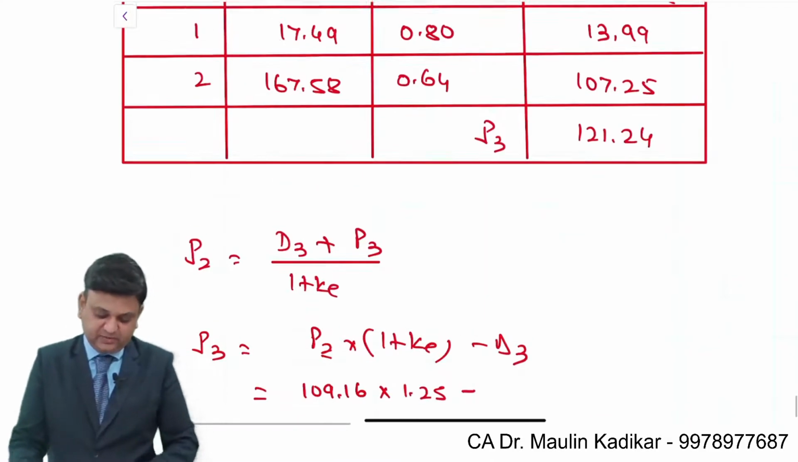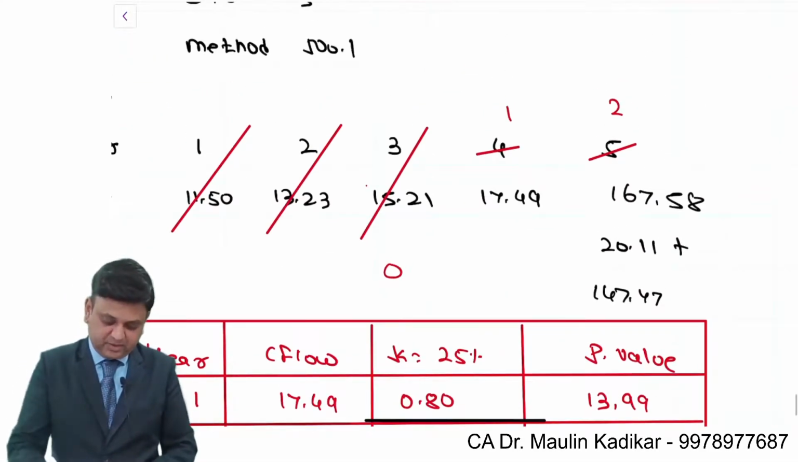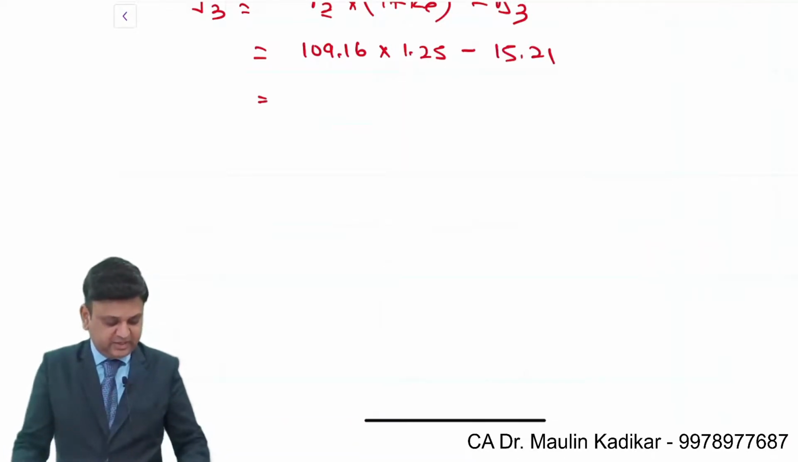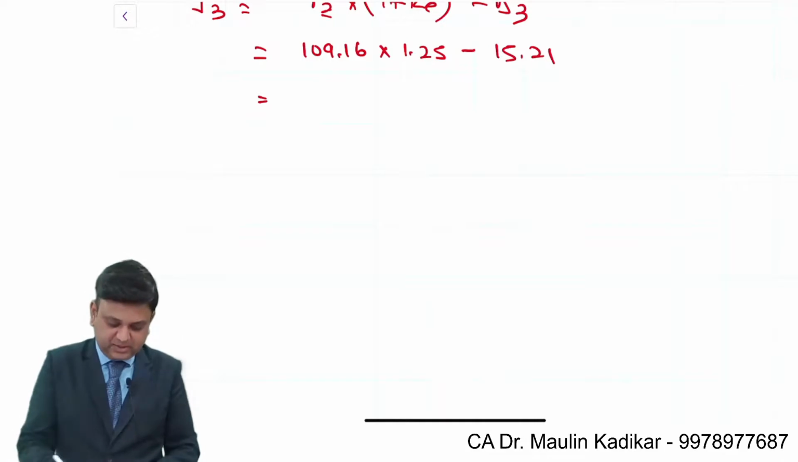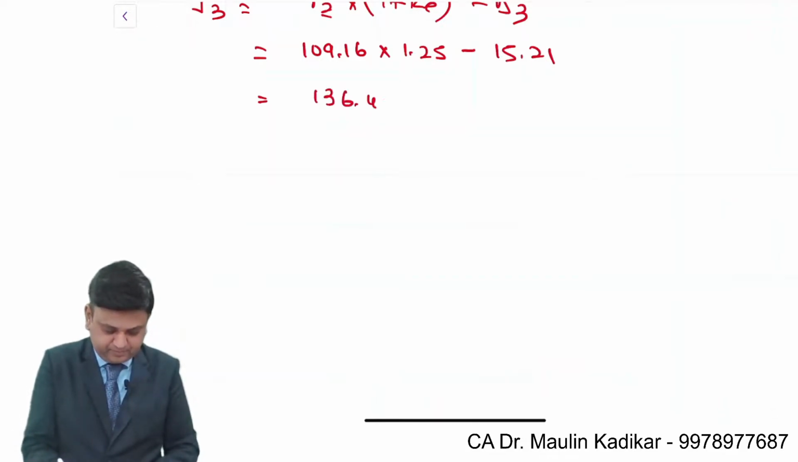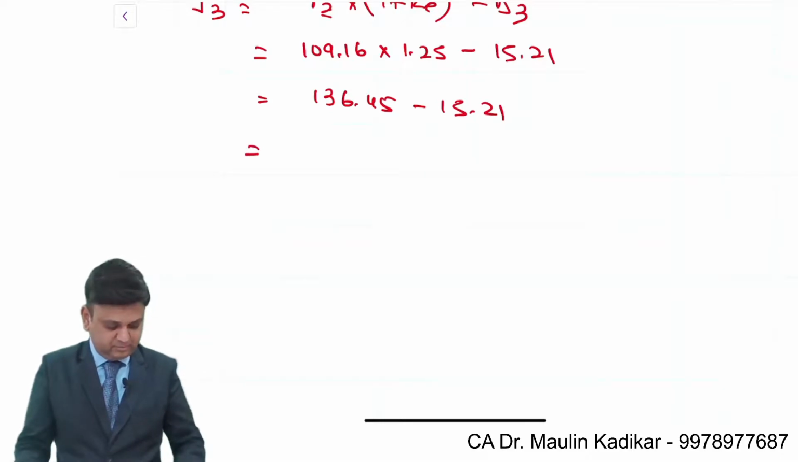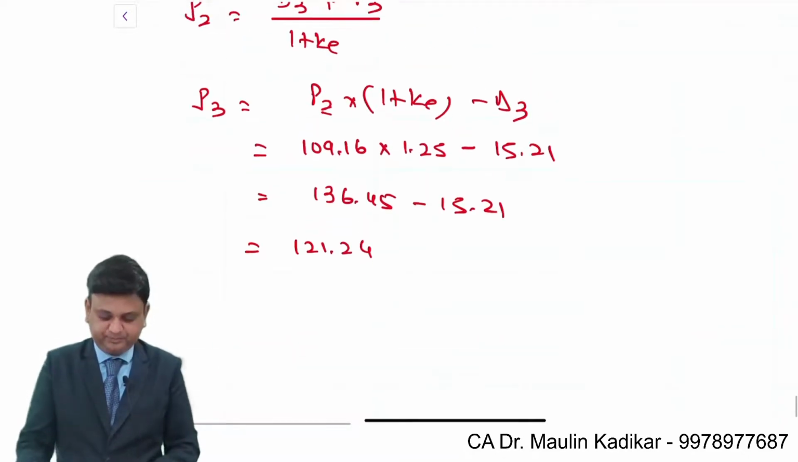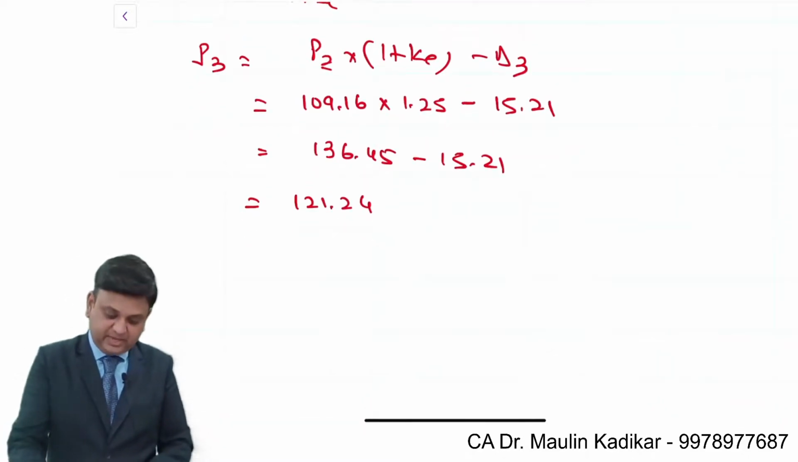What is the third year dividend, friends? The third year dividend is 15.21. With that we can calculate the answer. So 109.16 into 1.25, so 136.45, minus 15.21. So it is 121.24. That is the way the P3 can be calculated.